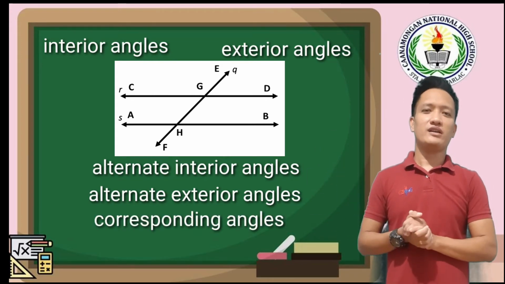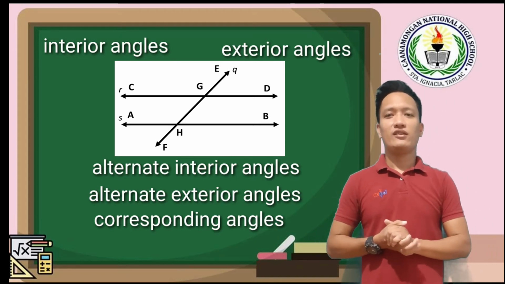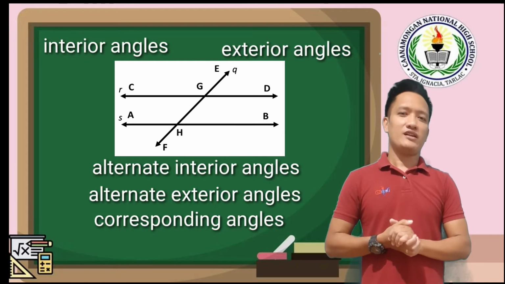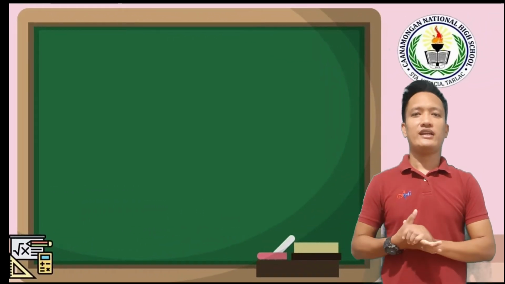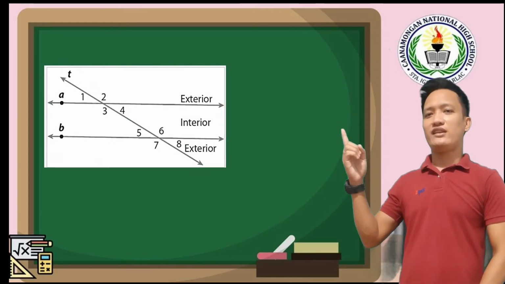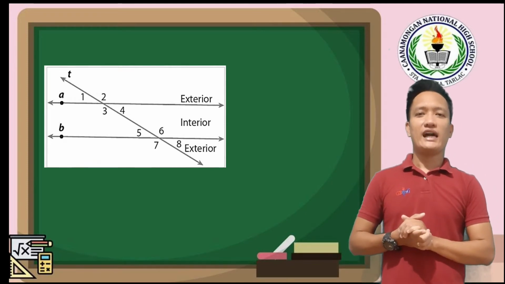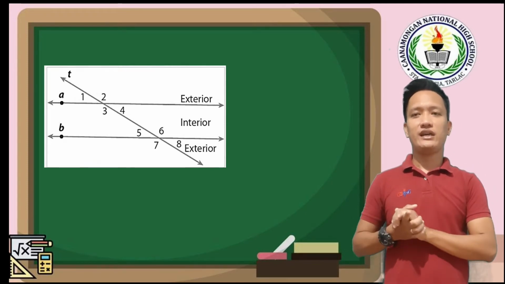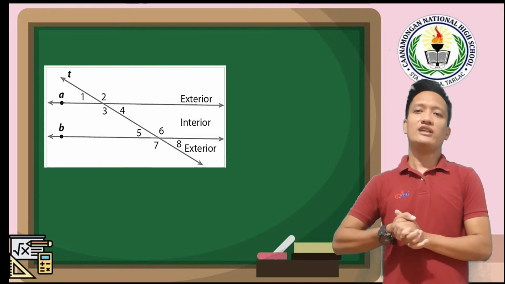So, ano nga ba yung mga yon? So, bago sa pandinig natin. So, let us try to define all of them one by one para mas maintindihan natin. Alright. So, concentrate on the illustration given. So, meron tayong drawing dyan. So, we have two parallel lines. We have line A and B are parallel lines. And we have a transversal, yung line P.